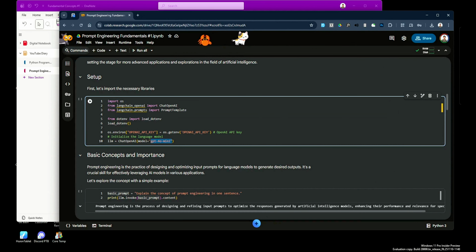I ask the same thing but in a way: provide a definition of a topic, explain its importance, list three key benefits. And what topic did I give him? The same, prompt engineering. And now see what I got.